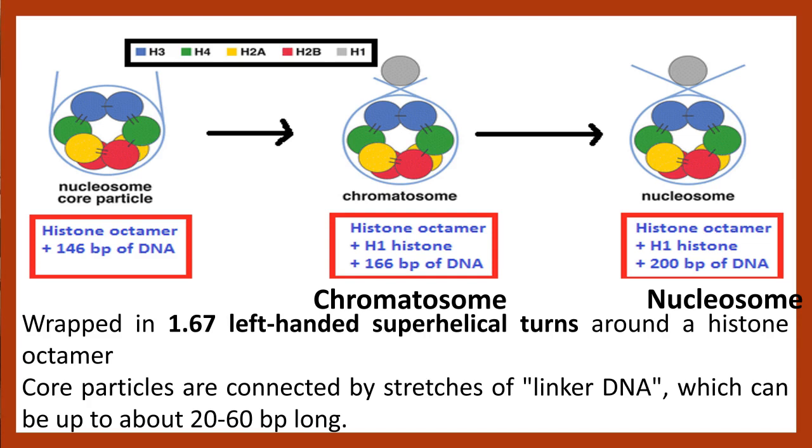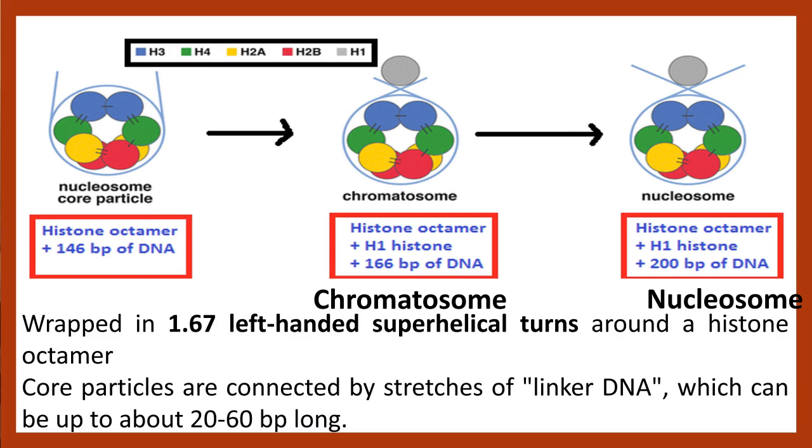Then, going slightly further, this 146 base pair octamer plus H1. When H1 is coming, roughly 20 base pair more DNA will be there. So that will be 166 base pair. 146 was the wrapped DNA and 20 base pair because of the H1. So 166 base pair plus H1 plus the octamer is called a chromatosome. The difference between the basic structure of the nucleosome and the chromatosome is the H1 and 20 base pair.